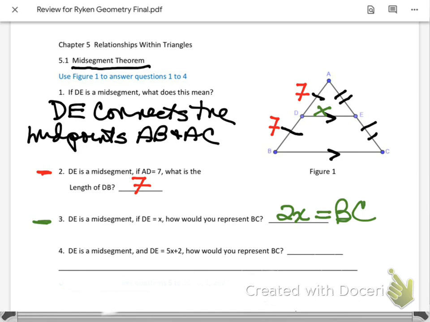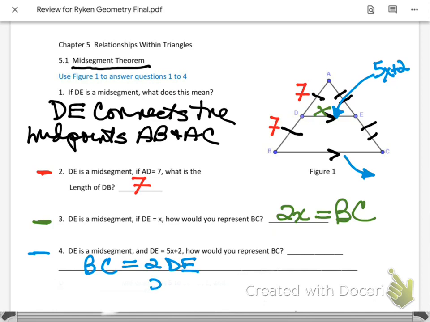Okay, we're changing again. We'll make this something in the blue family. Okay, so for this question, DE is a mid-segment. And if DE is now 5X plus 2, okay, so right here, I am now telling you that that is 5X plus 2. So then the question is, how would you represent BC? Well, BC is twice as long as DE. So since it's twice as long, I would say that BC is going to equal 2 times DE.